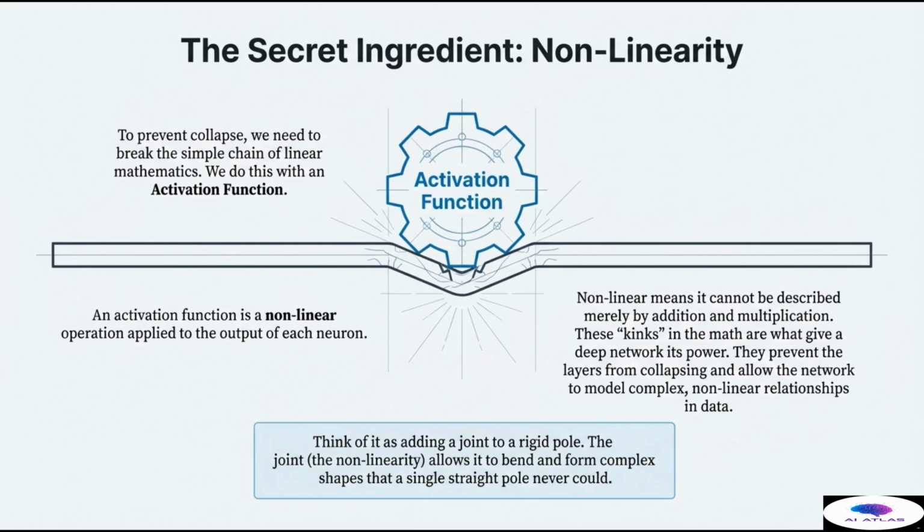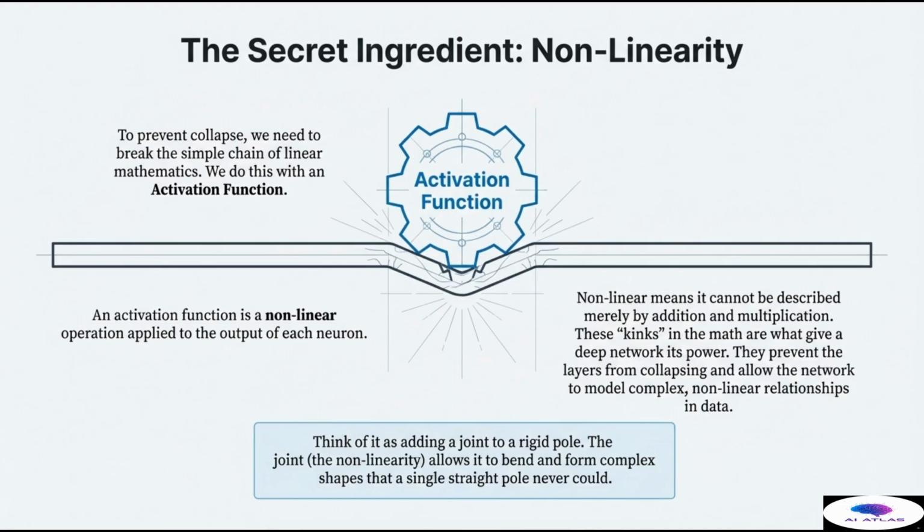If linear operations cause our network to collapse, then to prevent that collapse, we must intentionally break the simple chain of linear mathematics. We do this by applying an activation function immediately after the weighted sum in every single neuron. An activation function is a nonlinear operation applied to the output of each neuron's summation step. What does nonlinear mean in this context? It means the relationship cannot be described merely by addition and multiplication. These nonlinear functions introduce mathematical kinks into the processing pipeline.